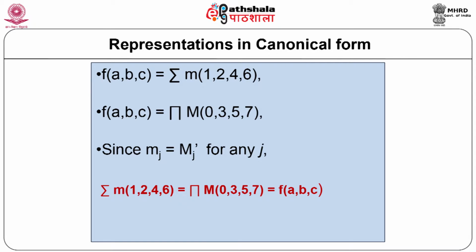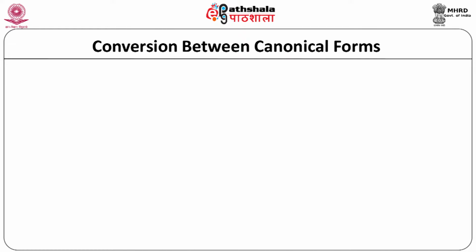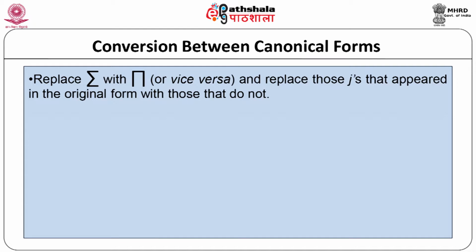Here the summation symbol indicates the sum of products and the pi symbol indicates a product of sums form. These are the two different notations usually used in Boolean expressions. Let us now understand how we convert between these canonical forms. There are two steps. First, replace summation with product form or vice versa, and replace those terms that appear in the original form with those that are absent in the other equation.